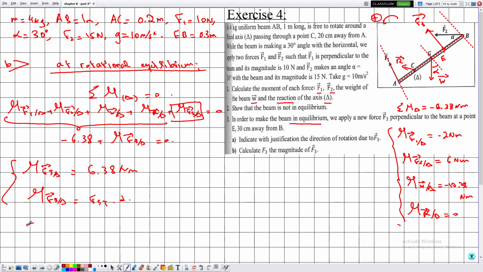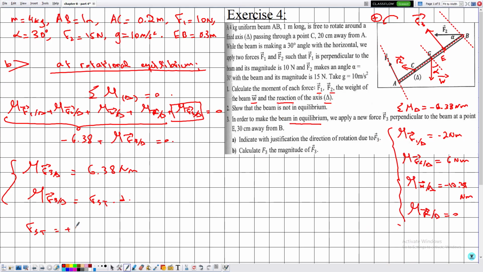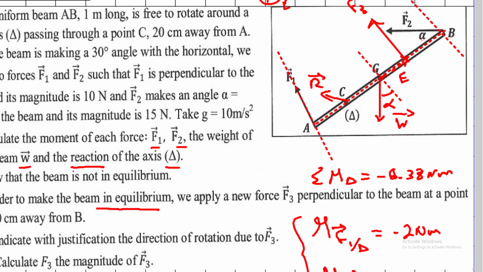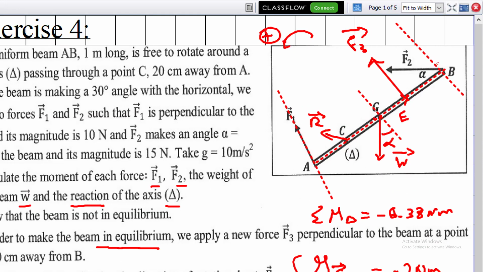Now F3 tangential is equal to, so it will try to rotate in the anti-clockwise, so it's positive, F3 multiplied by the cosine of the angle. So notice that if this is the rotational, this is the tangential direction, so no need for the cosine. So this is equal to F3 multiplied by the distance d. D is the distance separating the point of application and the axis of rotation, which is C.